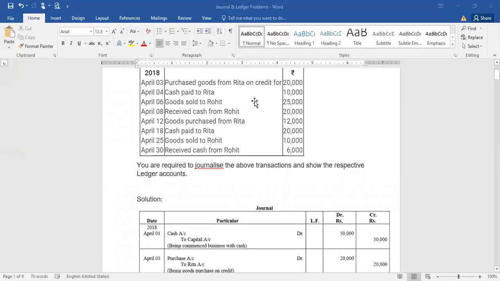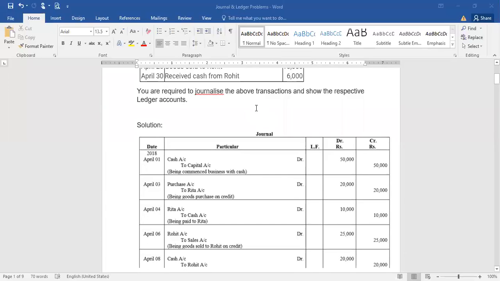And next, we'll move on to the next transaction, that is cash paid to Rita. So the two accounts involved here are cash and Rita. Cash is real, Rita is personal. Cash: debit what comes in, credit what goes out. So cash is going out of the business. Rita: debit the receiver. Rita is receiving the money, so Rita's account has to be debited. Cash account has to be credited. So the journal entry will be Rita account debited to cash account, being paid to Rita rupees 10,000.